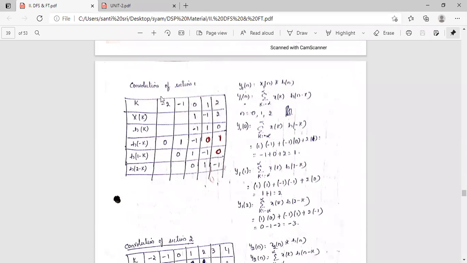This will be obtained by using the tabular method. x1 of k is there, h of k is there, h of minus k is there, h of 1 minus k, h of 2 minus k. So by simply substituting these values in this formula, we will get y1 of 0 is 1, y1 of 1 is 2, y1 of 2 is minus 3.